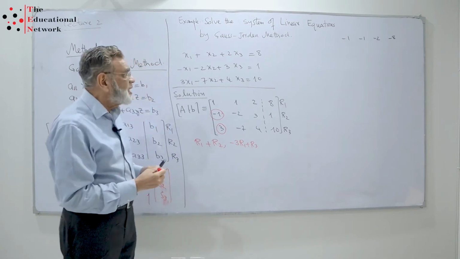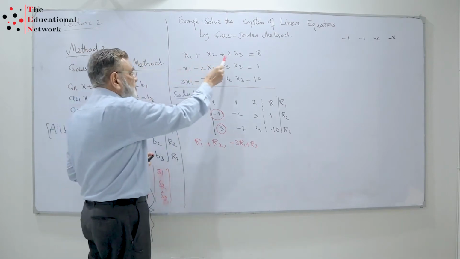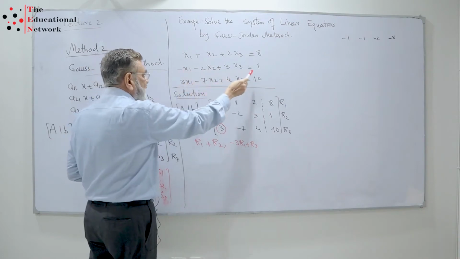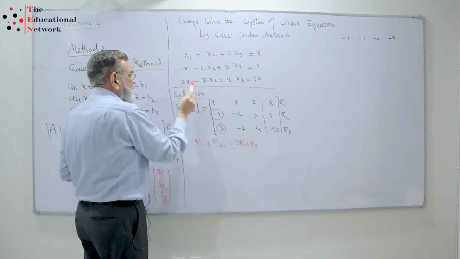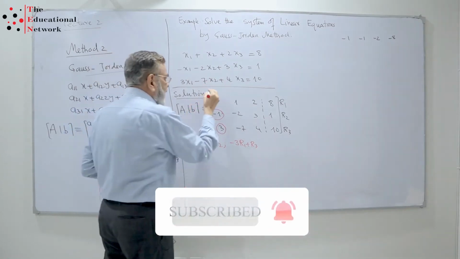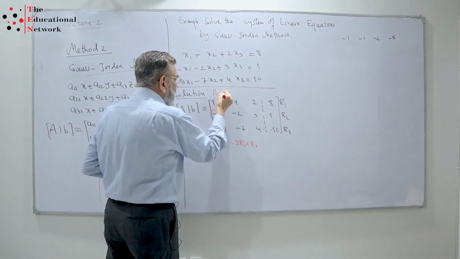So I have this system, 3 equations with 3 unknowns. We get x1 plus x2 plus 2x3 is equal to 8; minus x1 minus 2x2 plus 3x3 equal to 1; 3x1 minus 7x2 plus 4x3 equal to 10. Always we write our equation in the augmented matrix form.